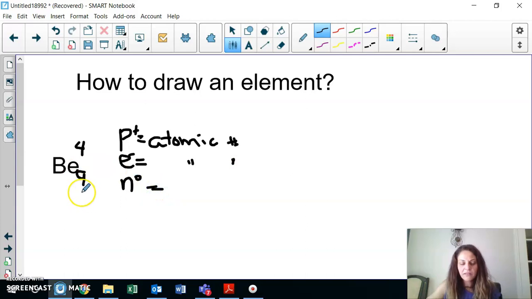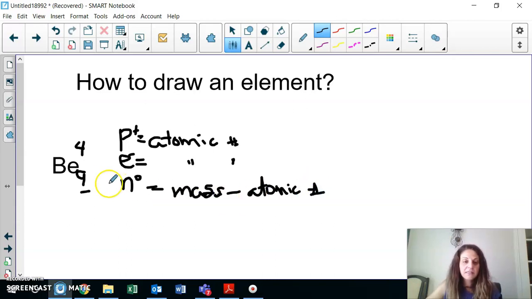Neutrons are found by finding the mass minus the atomic number. Mass minus atomic number. Why? The nucleus in the middle of an atom is dense. It's dense in protons and neutrons. That's why the bulk of the mass is all in the middle of the atom, in the nucleus. So when you find the mass minus the amount of protons, which is atomic number, you will find the amount of neutrons. So let's find for beryllium.